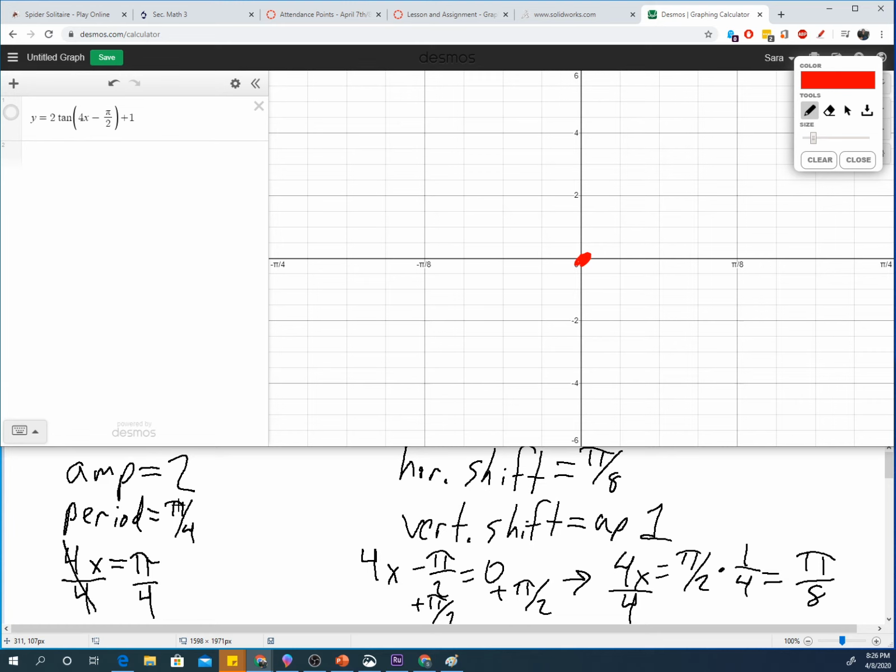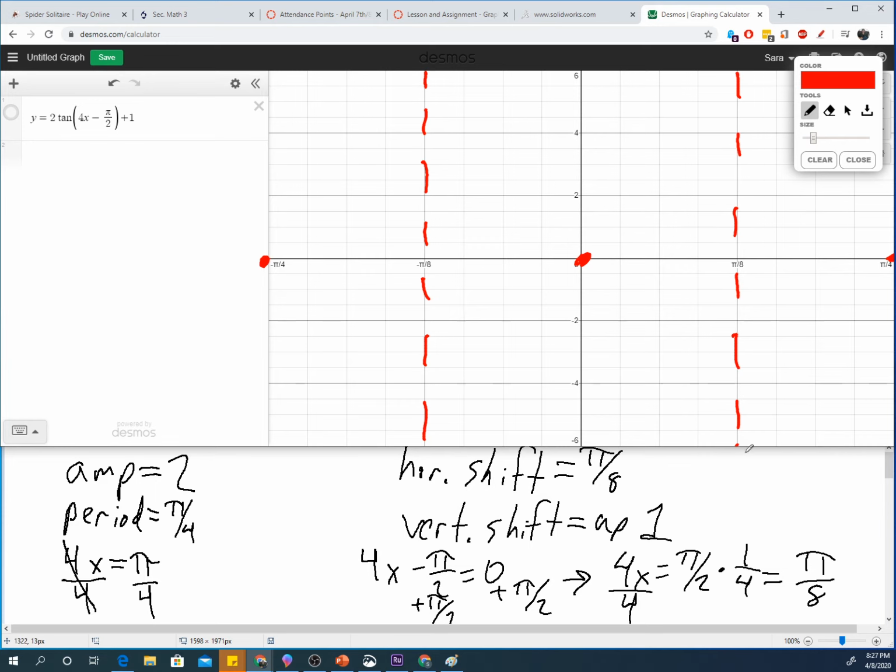So I'm going to start by graphing something that goes through the point 0, 0. And it's got a period of pi over 4, and what we do here is half of your function is going to be to the left of your 0, and then it's going to run into an asymptote. And half of your function is going to be to the right of your 0, and then you run into an asymptote. And then you're going to repeat the function on each side of that asymptote.